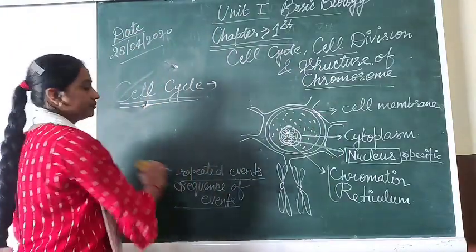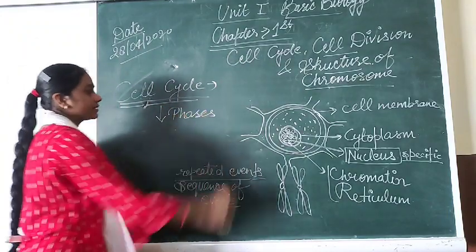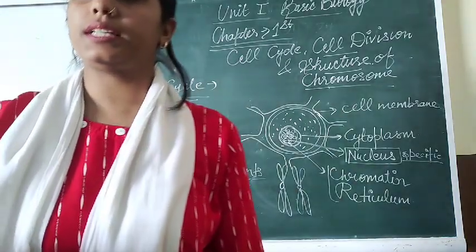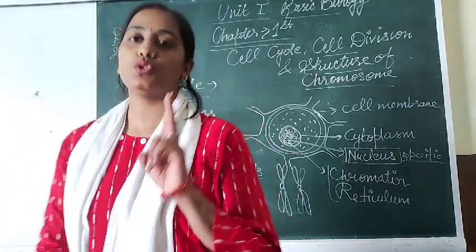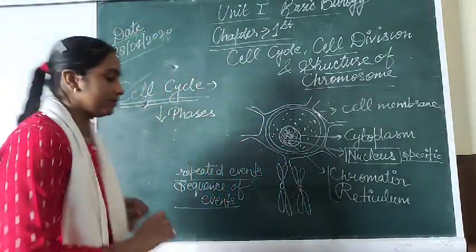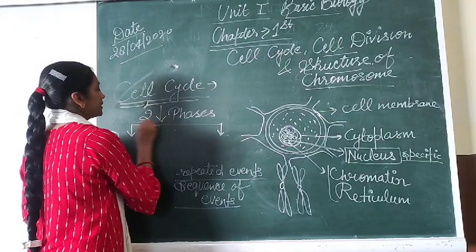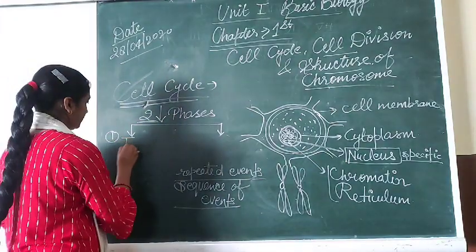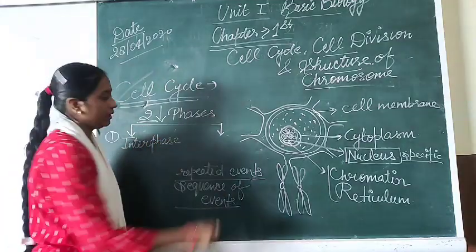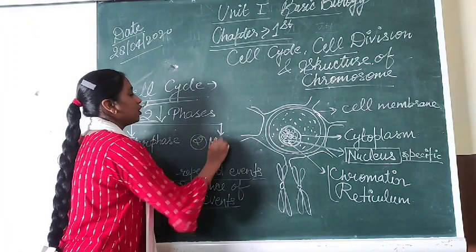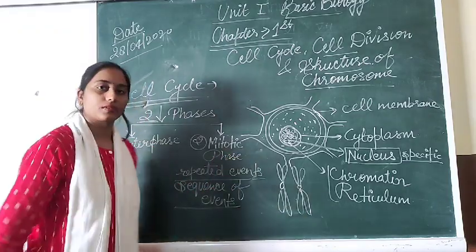If we talk about the phases of the cell cycle, how many phases does a cell cycle have? There are mainly two phases, right? Number one is interphase, and number two is mitotic phase.